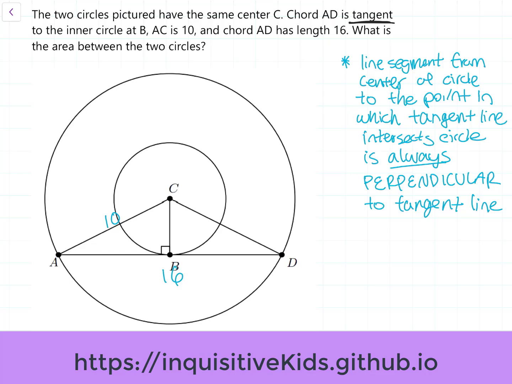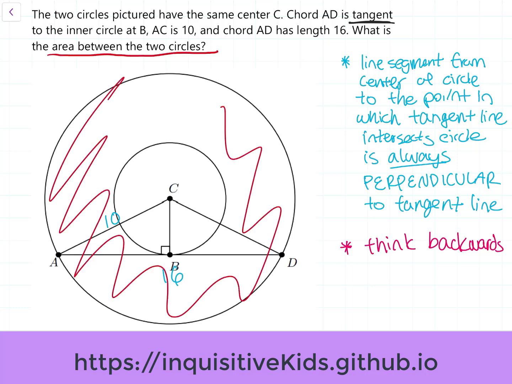So what I like to do is always think backwards. Another tip I have is to think backwards, because once you think, what do I need in order to solve this, it immediately guides you and you know where to start. So let's think about what we are trying to find. We're trying to find the area between the two circles, so this entire portion in here.